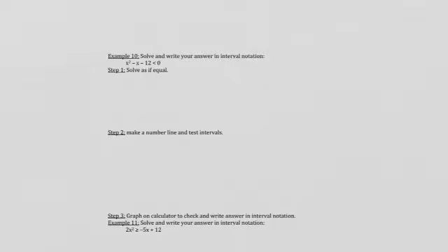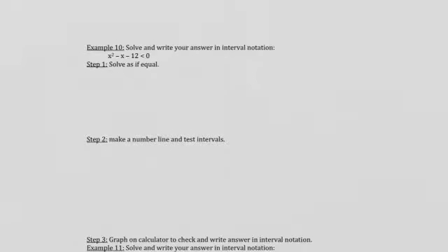So if I want to solve this inequality, the first thing I want to do is try to solve x squared minus x minus 12 equals 0. If I want to do that, first of all, I'm going to put a plus right here. Now I'm able to say that a equals 1, b equals negative 1, and c equals negative 12.